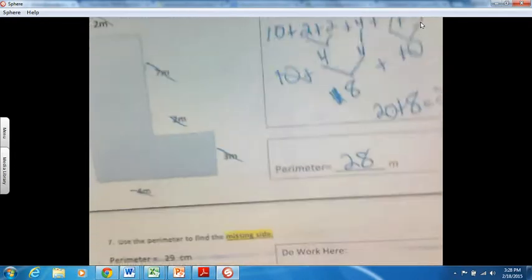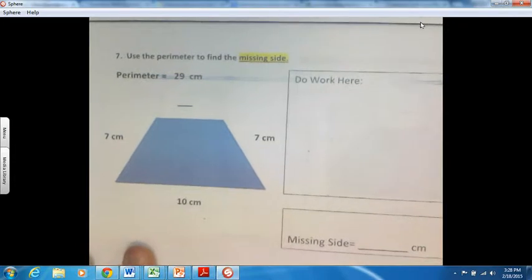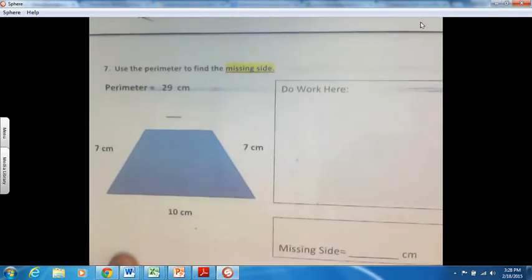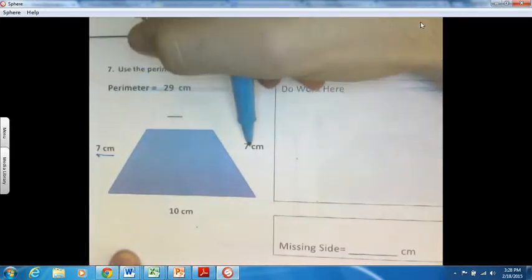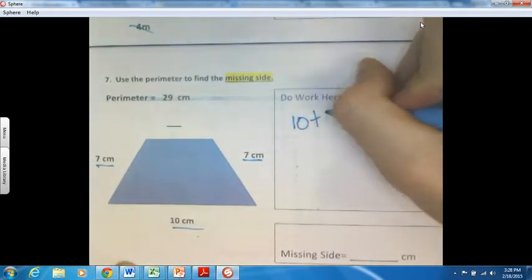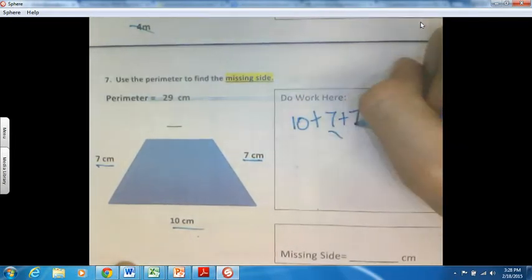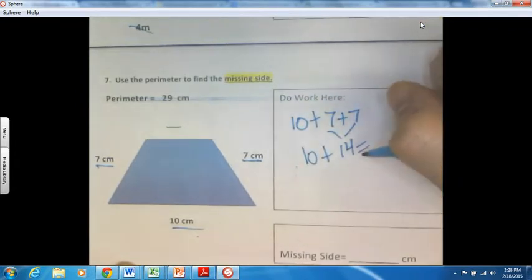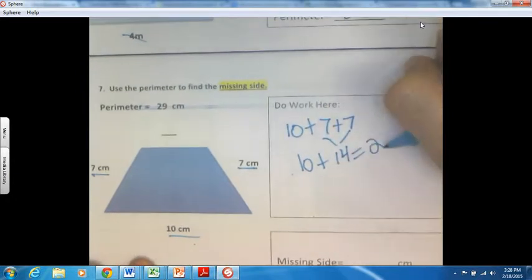Okay? All right, now we're moving on to what if you have a missing side. So we know the first step when we have a missing side is to add up all the sides we know. So we know that this side is 7, we know that this side is 6, and we know this side is 10. So we need to do 10 plus 7 plus 7. 7 plus 7 is 14. 14 plus 10 is 24.